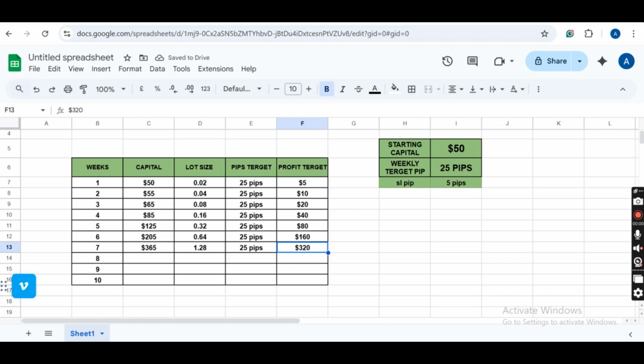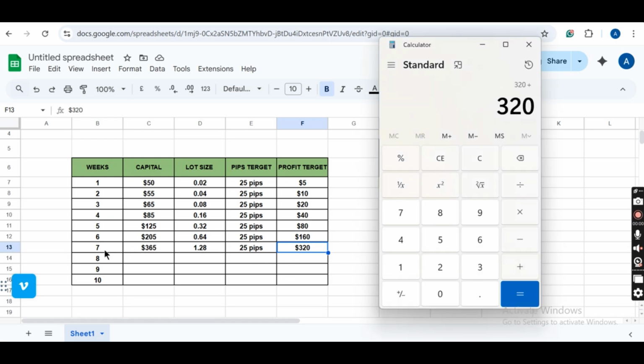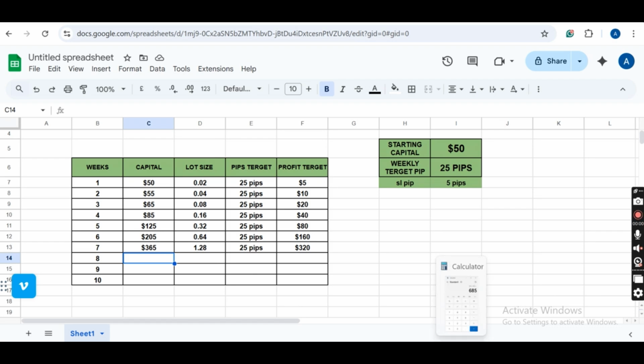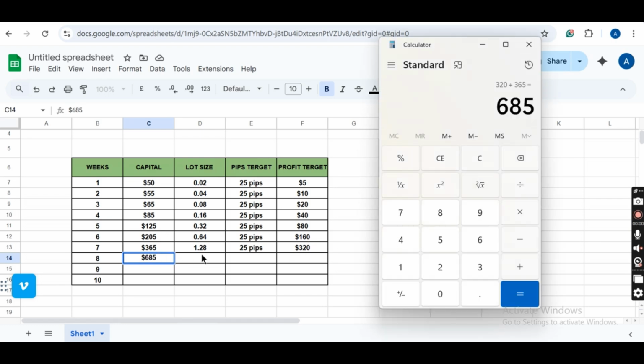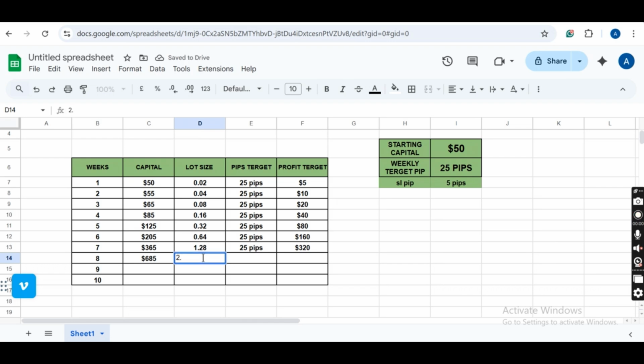So week 7, 320 our target plus initial capital da muka fara trading on that same week 7, which is 365. So idan muka plus zamu ga we now have $685, as our starting capital of week 8. And then equals 685. So capital number is going to be 685. So we're going to double our lot size, which is from 1.28 to 2.56. So lot size now is going to be 2.56 lot size.